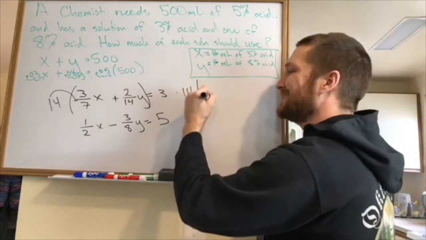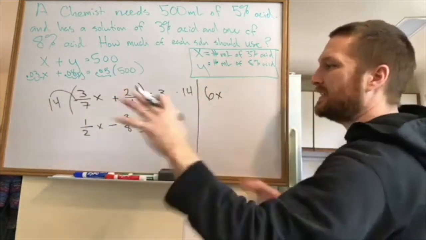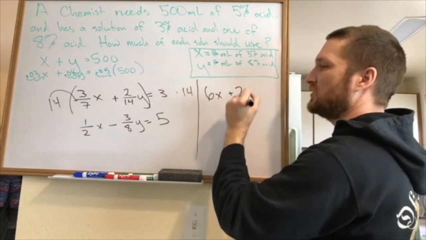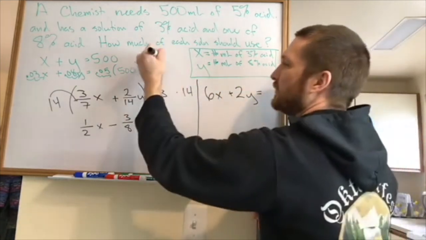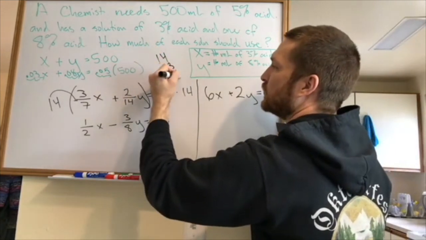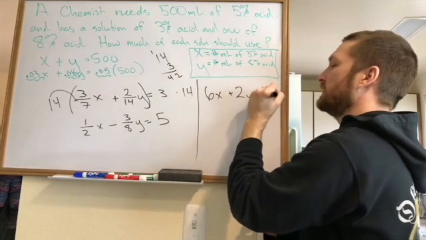2 times 3 is 6. Okay, the 14 jumps over, kills the 14. He's gone. That's nice. 2 times y. I know whatever 3 times 14, I guess I'll do it. 14 times 3 is 12, and 3 and 42. Okay, so 42 right there.